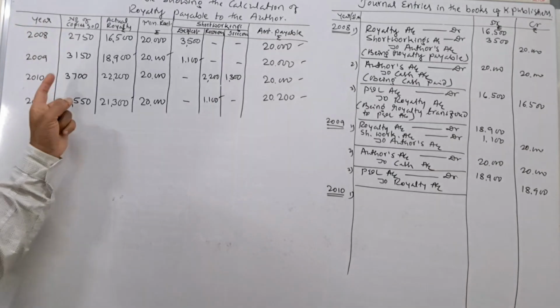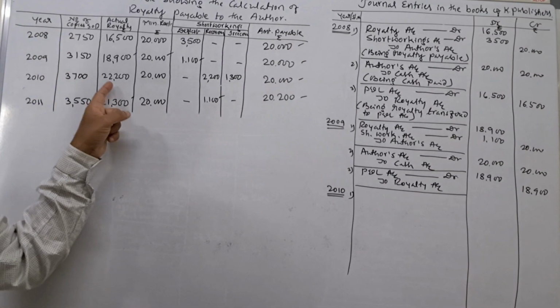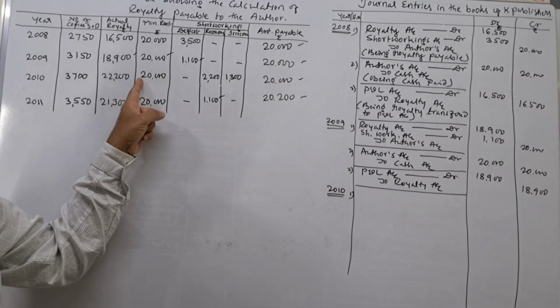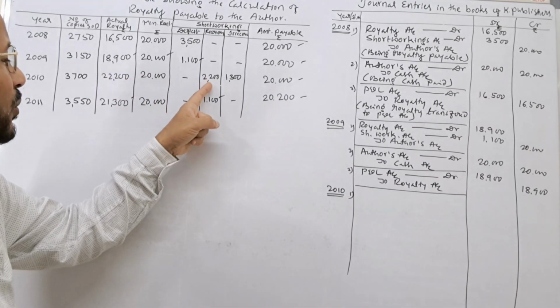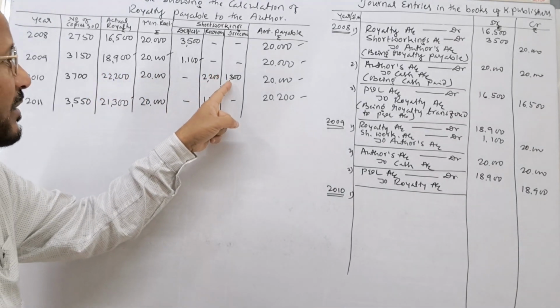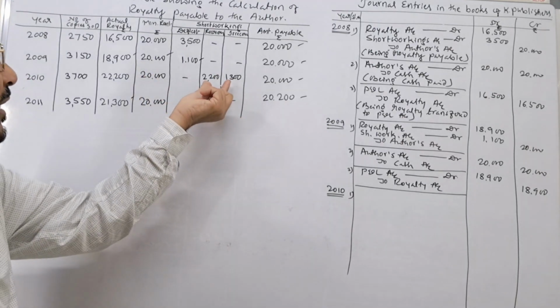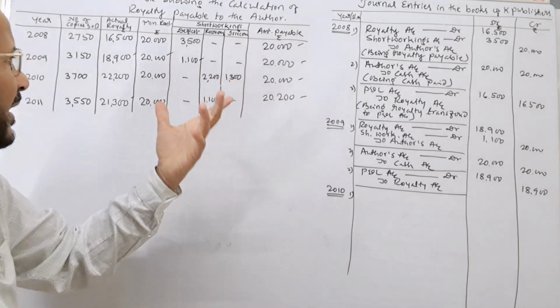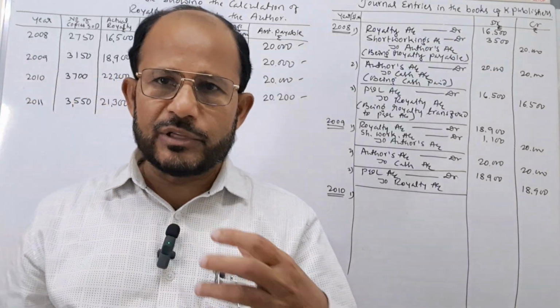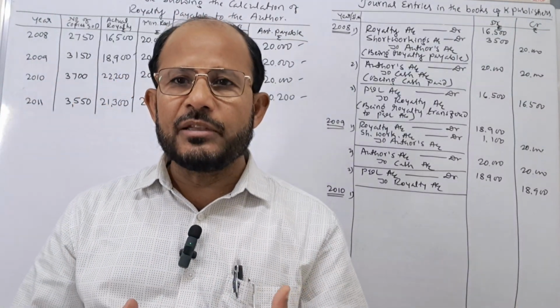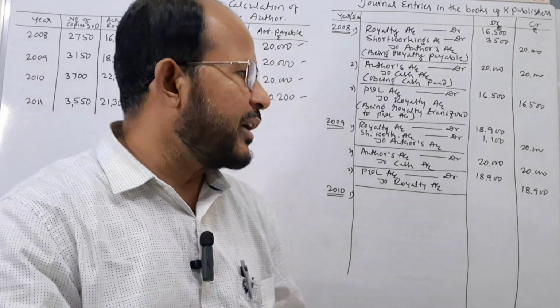In the year 2010, you see the table, actual royalty is more than the minimum rent. Here recovery is there, rupees 2,200, and irrecovery is there, rupees 1,300. That is why you have to be very careful while passing the journal entries here, because whatever amount is recovered, that amount is required to be adjusted here.